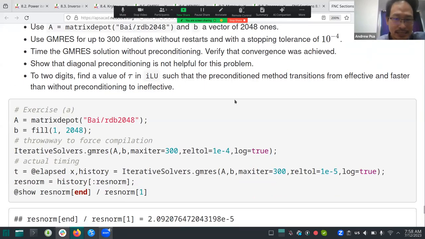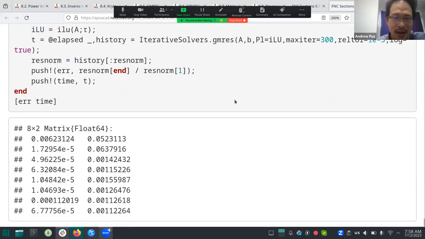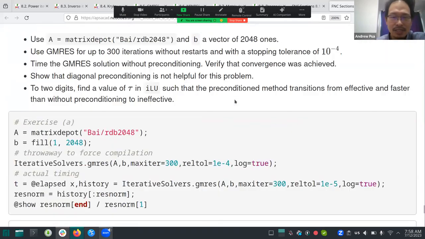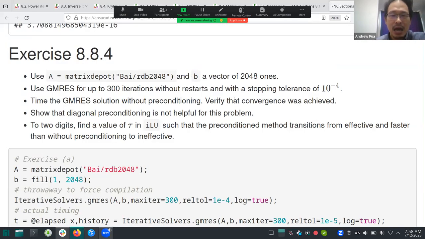The rest are about timing, how much time it takes, and how a smart choice of preconditioning allows you to get convergence faster, something like that. But I think that's the time that I have left.